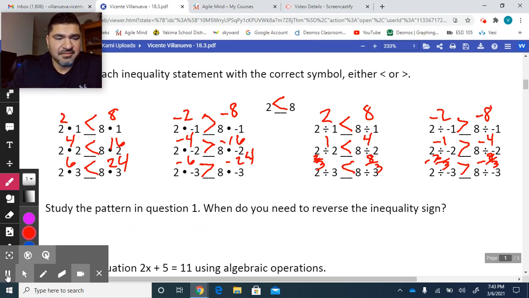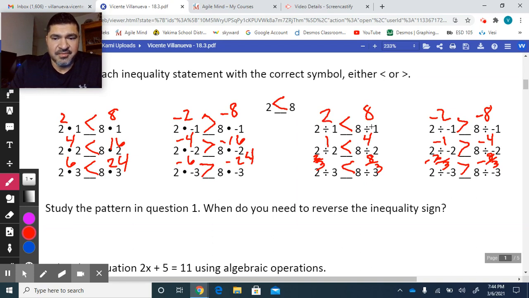Think about this. Okay, so if you notice, we do have the same numbers. We have 2 and 1, 8 and 1. Same thing here, 2 and 1, 8 and 1. And we flipped the symbol here. And why did we do that? I hope you guys are thinking because we multiplied by a -1. Okay, notice every symbol flipped. Okay, same thing on this side.